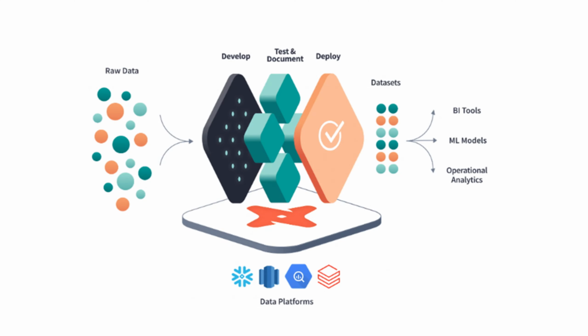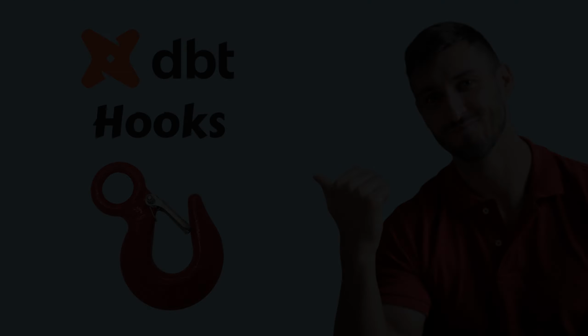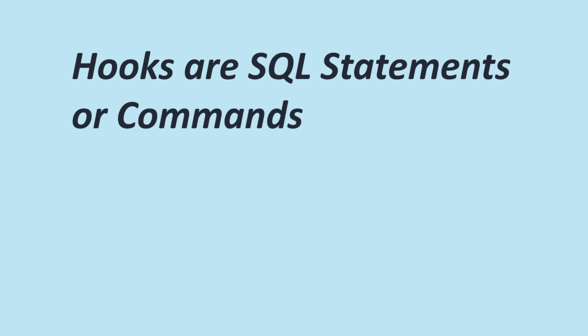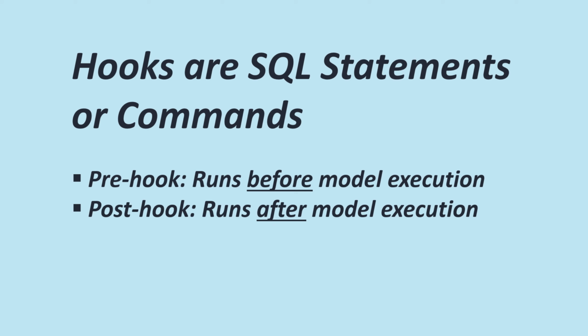We've been exploring many advanced DBT topics that are widely used by companies around the world. Along those lines, today we'll dive into hooks in DBT, specifically prehooks and posthooks. So what are hooks exactly? Hooks are SQL statements or commands that DBT can automatically run either before or after a model executes. Prehooks run before a model, and posthooks run after.